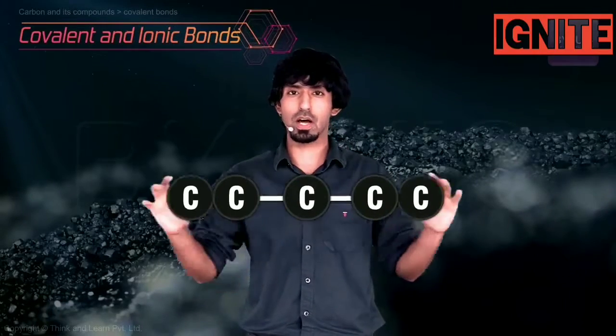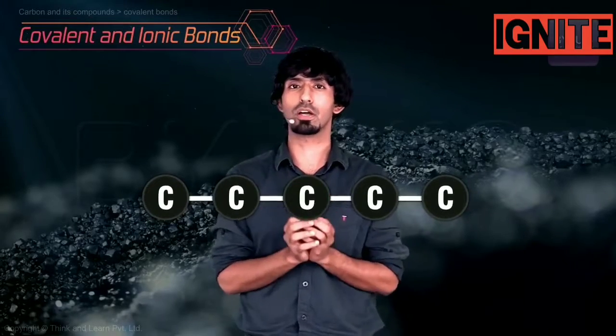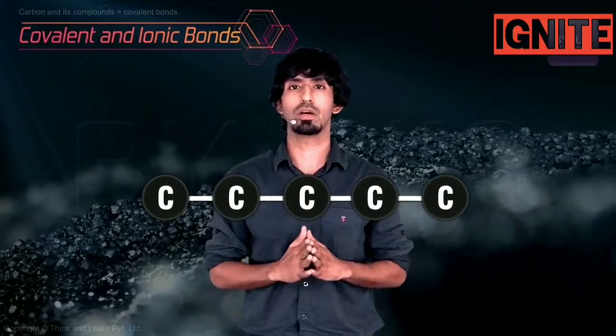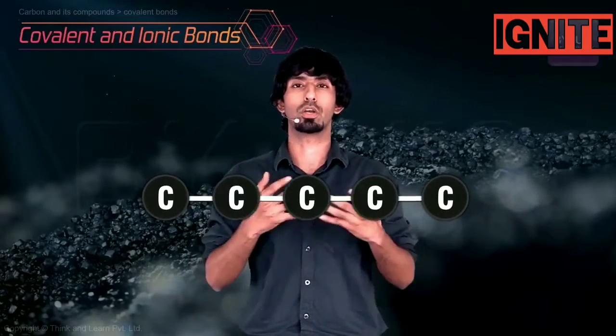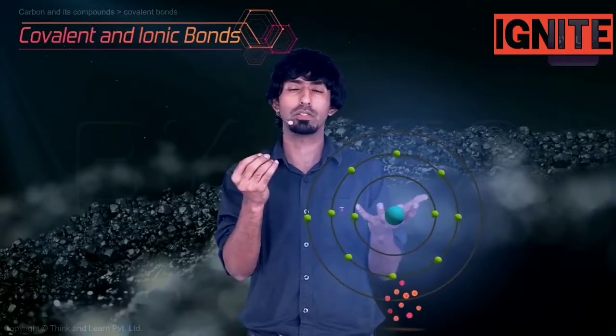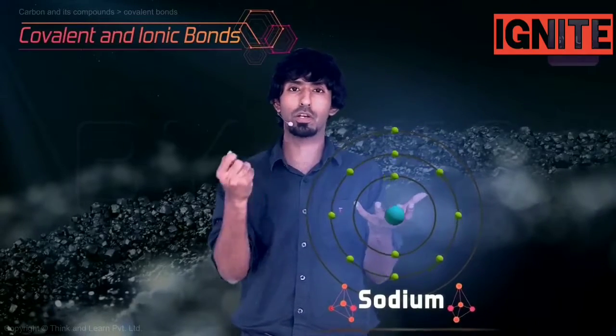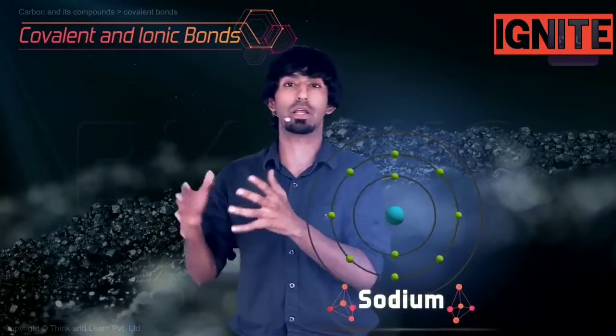Now, in order to understand how carbon forms these large branches, you need to understand a particular kind of bonding called a covalent bond. And in order to understand this covalent bond, let's first talk about a bond you already know of. Let us say you take an atom that wants to give an electron, something like sodium, right? Because if it gives an electron, it has a complete shell.